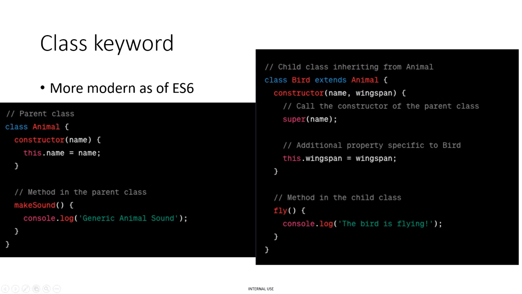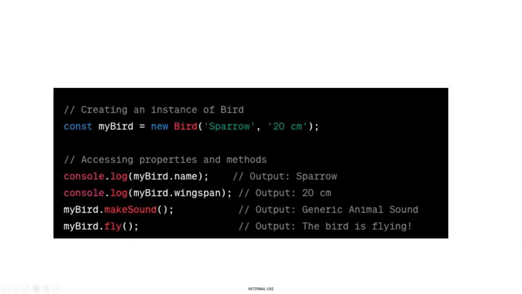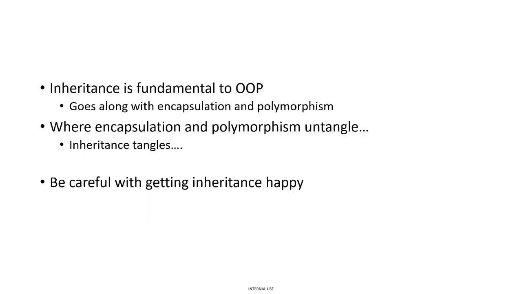Going down, you have your own customized method in the child class of fly. That's going to print out the bird is flying. And then in the next slide, I have the creation of a new bird object, and then you access the properties the same way that you've seen in the last two examples, Object.create and the constructor functions. So those are ways to set up inheritance and create objects in JS.